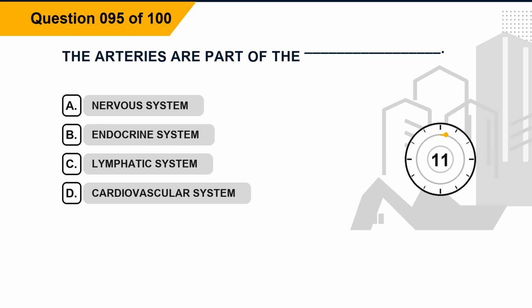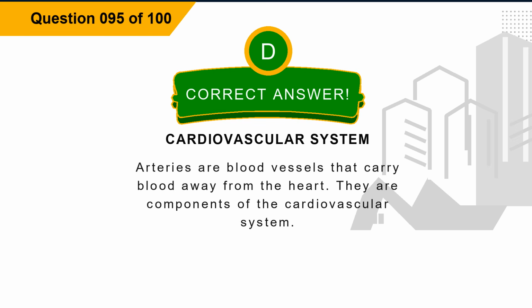Question 95. The arteries are part of the blank. Option A, nervous system. Option B, endocrine system. Option C, lymphatic system. Option D, cardiovascular system. The correct answer is option D, cardiovascular system. Explanation. Arteries are blood vessels that carry blood away from the heart. They are components of the cardiovascular system.